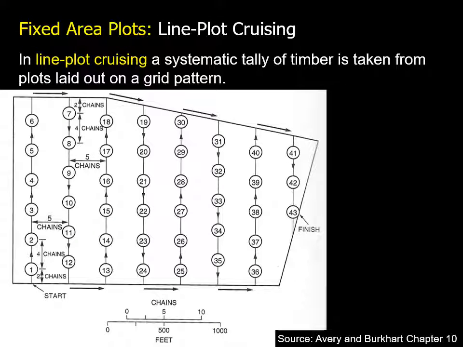Alternatively, the other way smaller fixed area plots, including circles and squares, might be used is in what's considered a line plot cruising system, where we're doing some kind of systematic approach to installing a grid of these plots across the population.